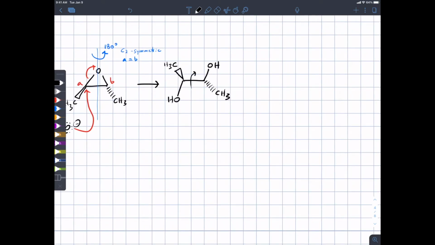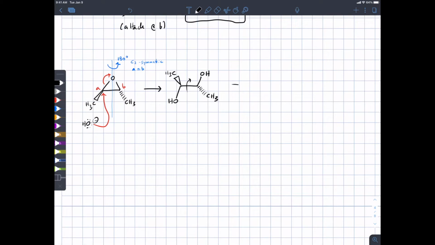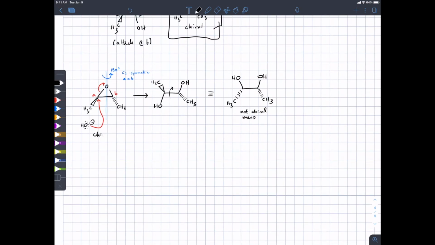Again, in order to see whether this product is chiral or not, it can be useful to redraw the molecule in such a way that the similar groups are eclipsed. And if you do that, it becomes clear that this product is not chiral. It is a meso compound. Interestingly, if you open up the chiral epoxide with an OH group, you get a meso diol.